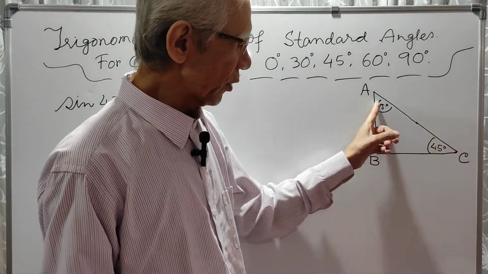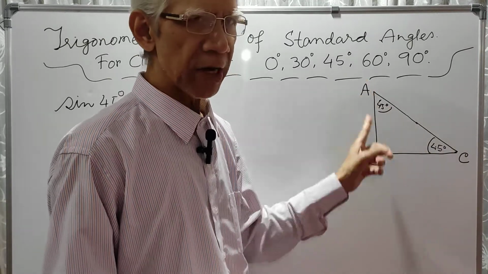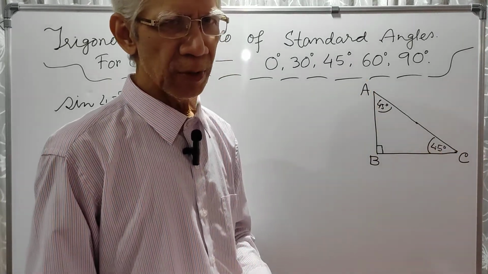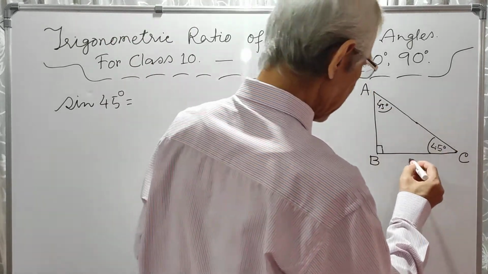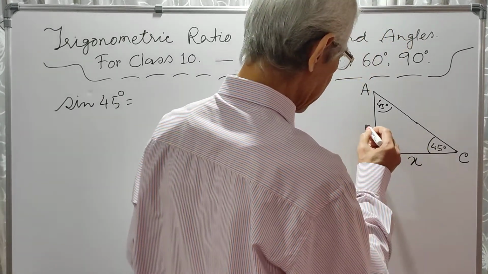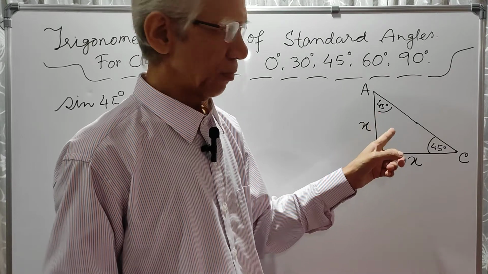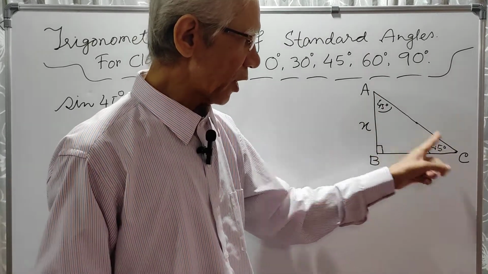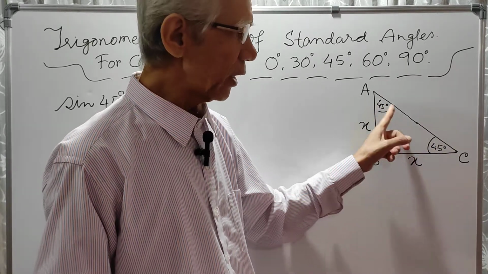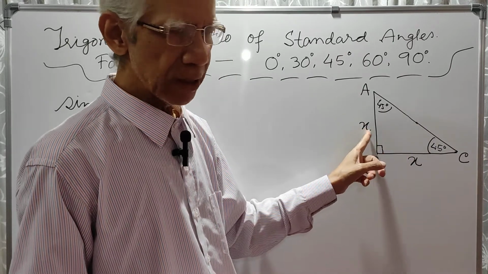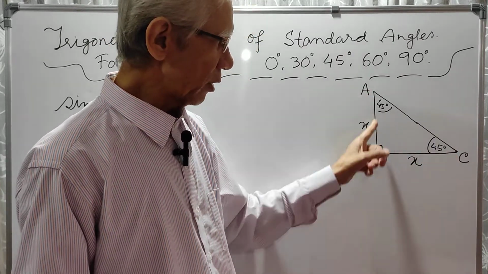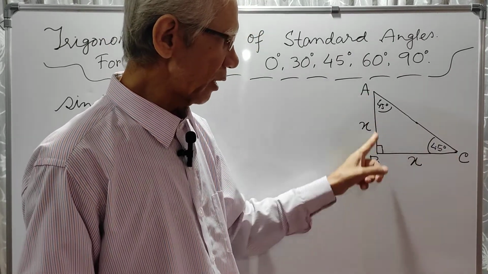Now if these two are 45 degree, then this is an isosceles triangle. That means two sides equal. Which two sides are equal? BC and AB. So this is an isosceles triangle, 45 degree equal. Therefore their opposite sides are equal. So BC equal to AB. Suppose BC is X, AB is X.